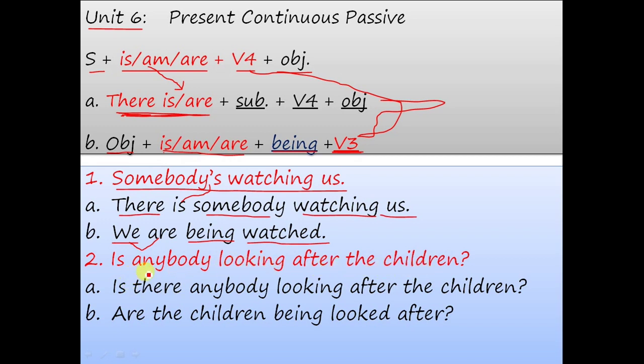Similarly, is anybody looking after the children? See, this is an interrogative sentence, therefore we have to make active or passive in interrogative form or in the form of questions. So let's do first. Is there anybody looking after the children? And passive: Are the children being looked after? Here we are using are because our subject, the children, is plural, therefore are the children. This is continuous, therefore we are using being, and then V3, looking, looked, and after. So are the children being looked after?